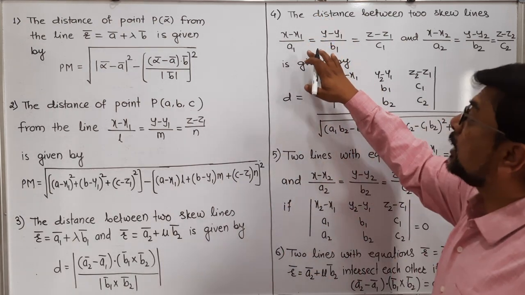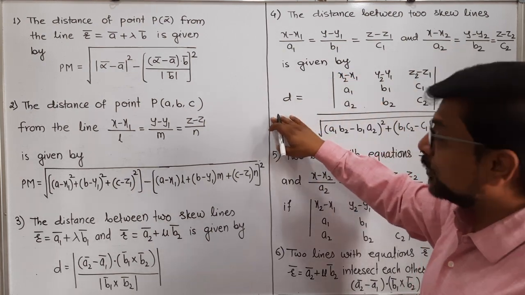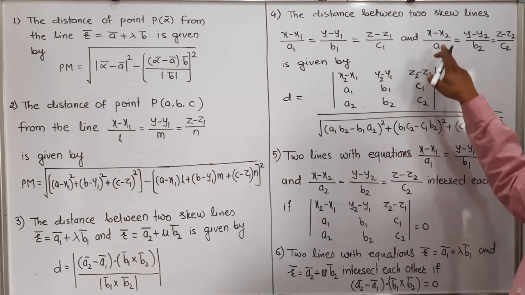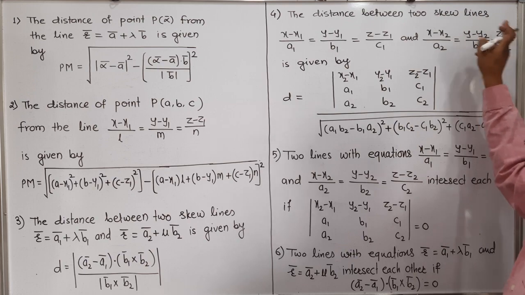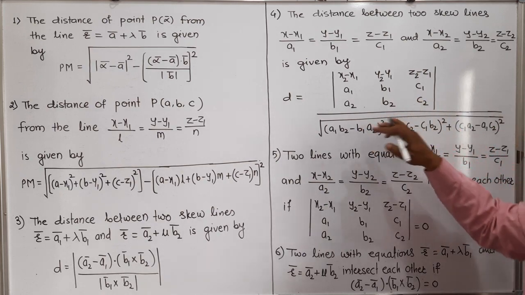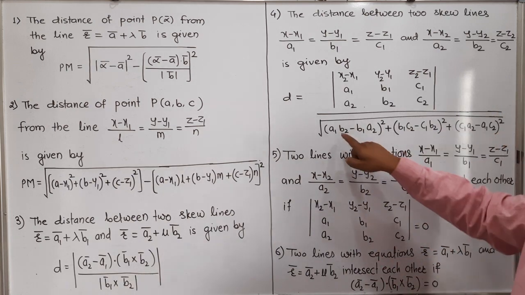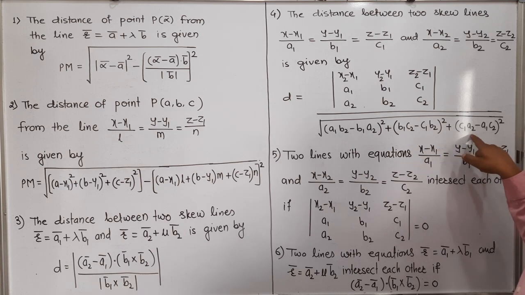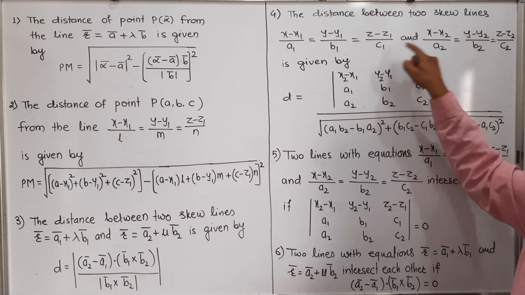When the equations of two lines are given in Cartesian form, then the distance between them is given by this formula: d is equal to mod of the determinant with first row x2 minus x1, y2 minus y1, z2 minus z1. These are obtained from the basic points of the lines. The second row is a1 b1 c1 and the third row is a2 b2 c2, divided by under root of, this is the magnitude of b1 cross b2, that is under root of (a1 b2 minus b1 a2) whole square plus (b1 c2 minus c1 b2) whole square plus (c1 a2 minus a1 c2) whole square. It will give us the distance between these two lines.